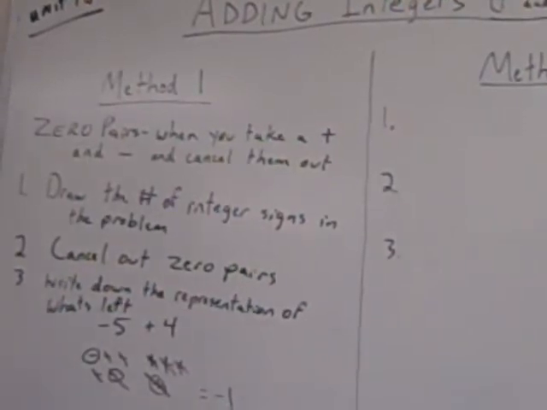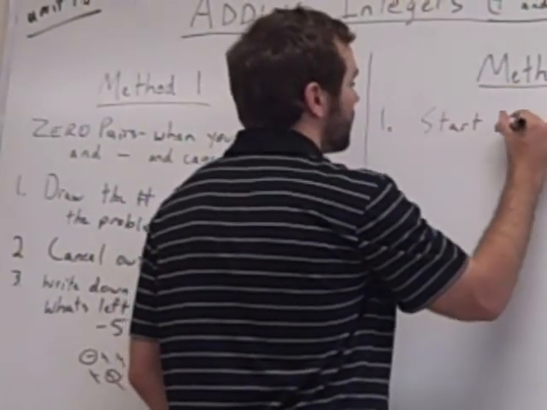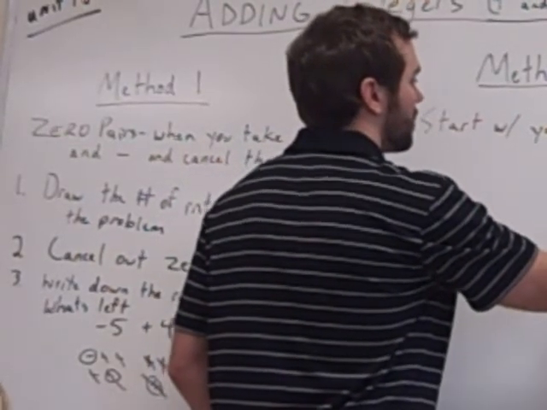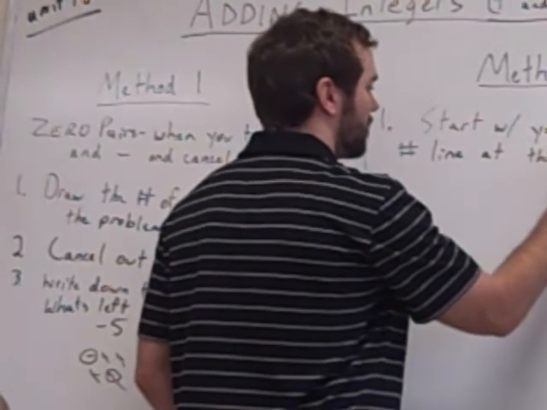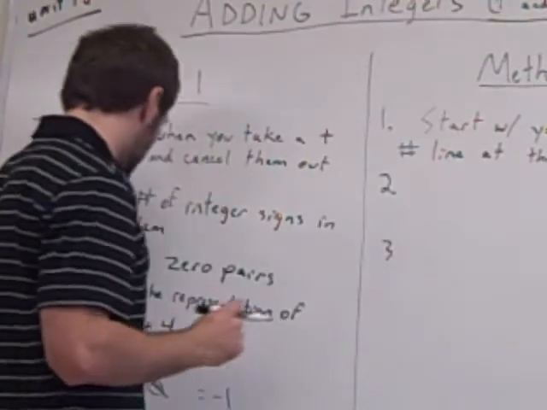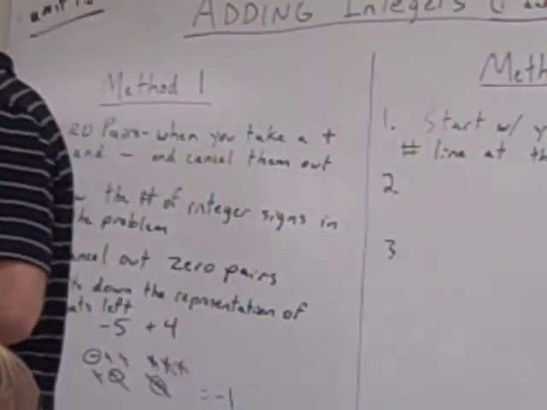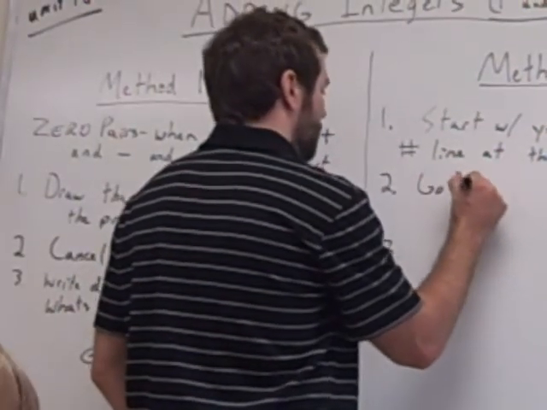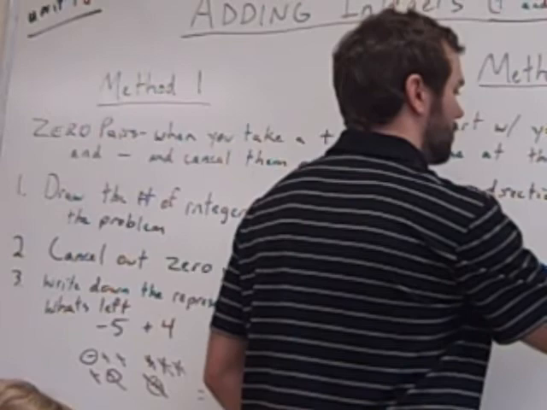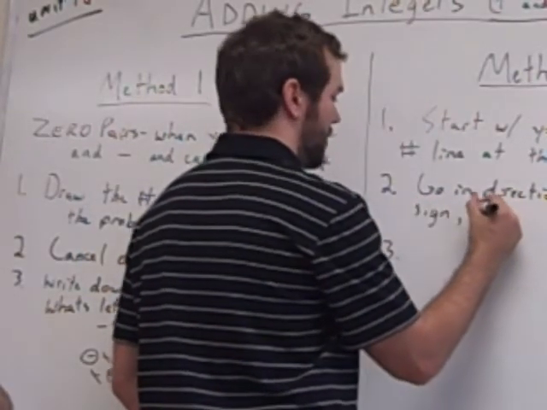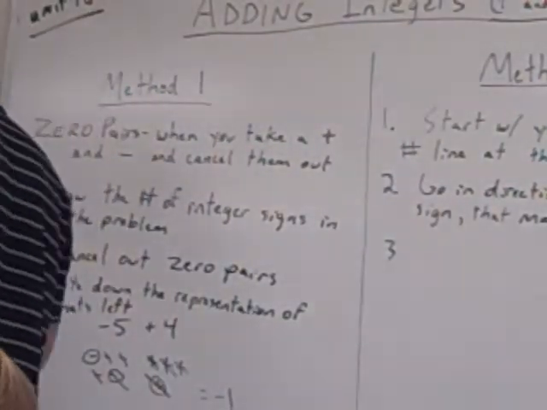All right, let's look at method 2 really quick. Method 2, you're going to start with your finger on the number line at the first number. Then you're going to go in the direction of the second number's sign, that many spaces. And where you stop is going to be your answer.